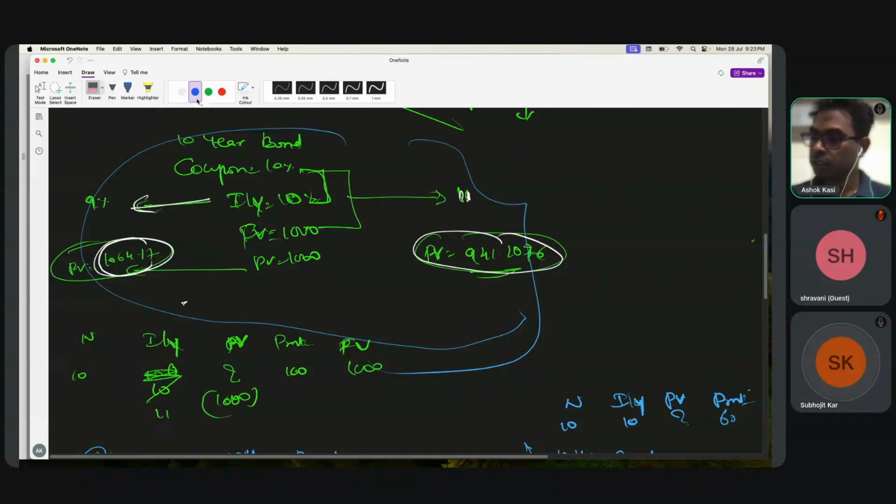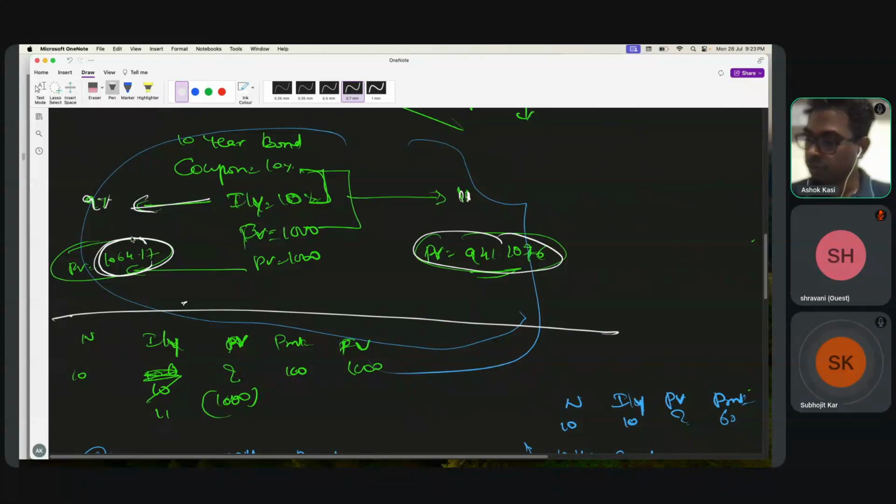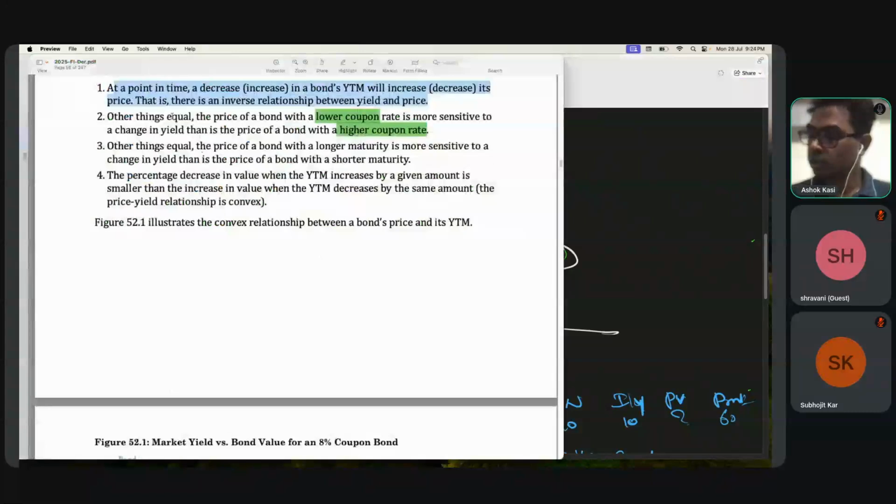Can you repeat what you said? See, first one is only this much, that when the interest rate came down, bond price went up, and when the interest rate went up, bond price came down. That's it. That is the only point. It is not speaking about the percentage change. This is okay.